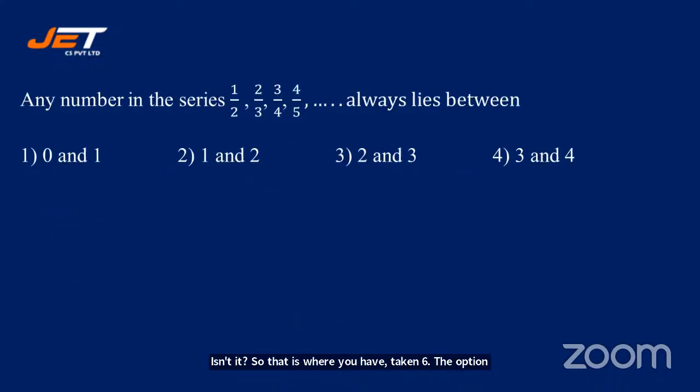See the next question. Any number in the series 1 by 2, 2 by 3, 3 by 4, 4 by 5, and so on, always lies between dash. So where does it lie? Does it lie between 0 and 1, 1 and 2, 2 and 3, 3 and 4? Yes. So quickly give me the correct answer. Let me see how many are able to give me the right answer. Let me check.